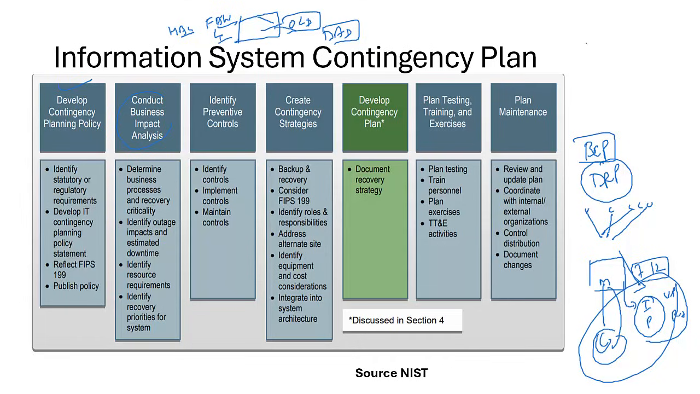So in BIA, we have three metrics: MTD, RTO, RPO. MTD is all about the acceptable downtime. RTO is the time you take to restore the services. And RPO is the acceptable data loss.